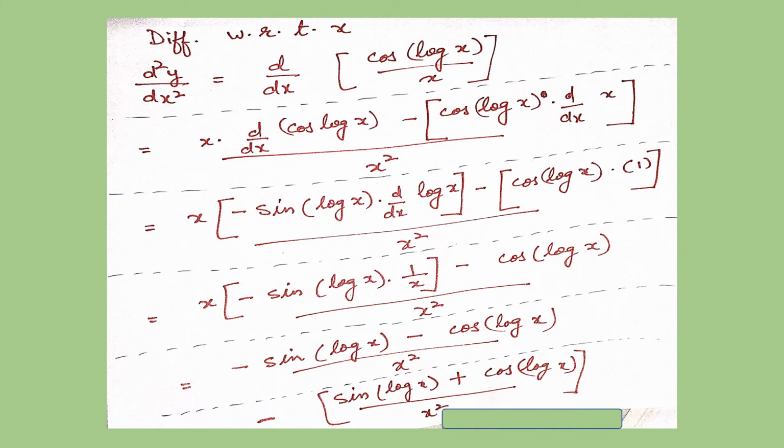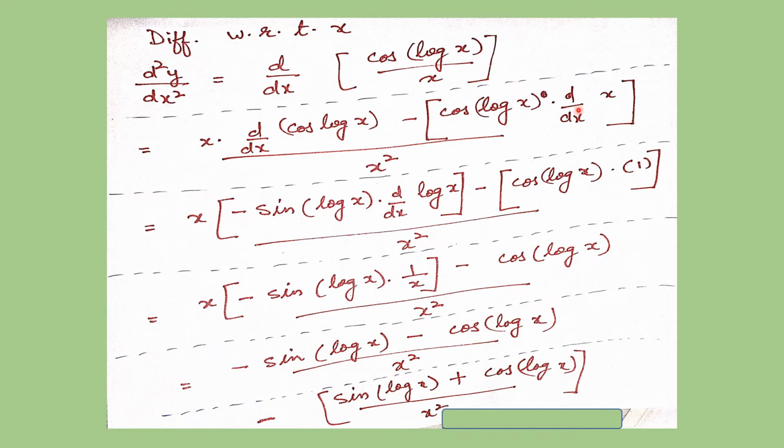Moving further now, again differentiate with respect to x. So what you will do is, d square y upon dx square will be the derivative of cos of log x upon x. Now here, first of all, you will be using the u upon v formula. The denominator will be x square. Now in the numerator, first of all, you will write: the denominator as it is, multiplied by the derivative of the numerator, so the derivative of cos of log of x, minus the numerator as it is, cos of log of x, multiplied by the derivative of the denominator, which is d by dx of x.